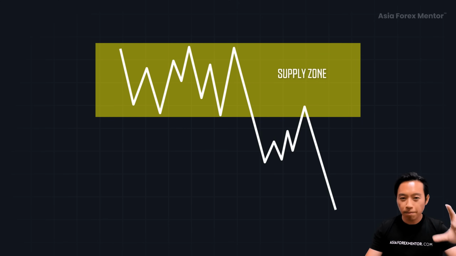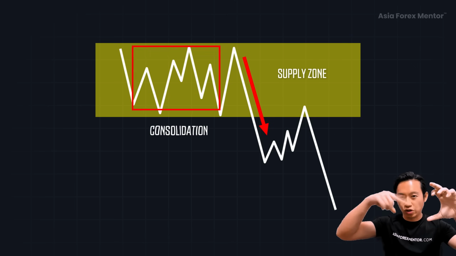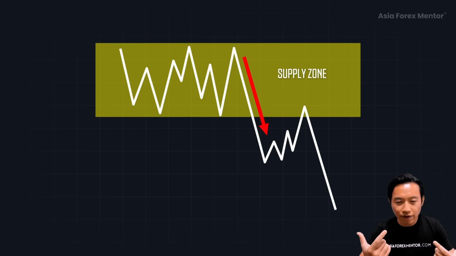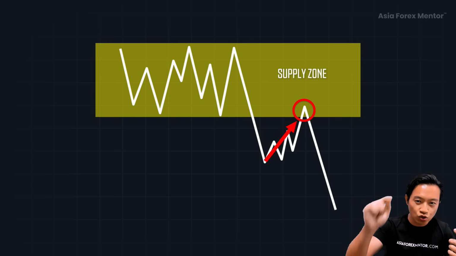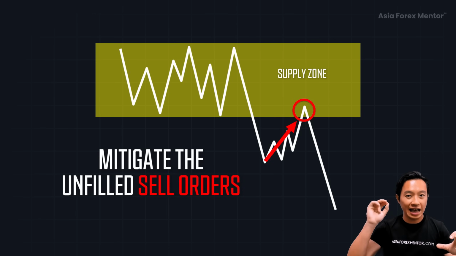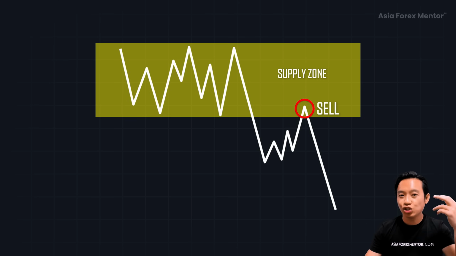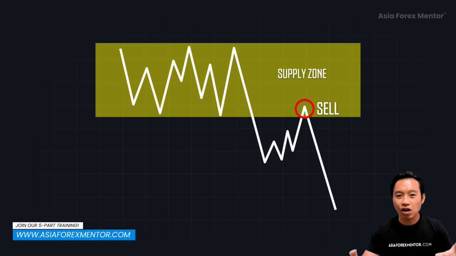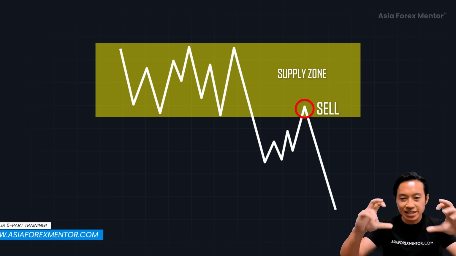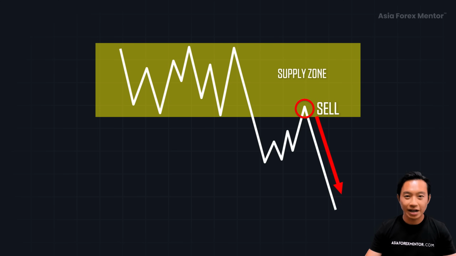All right, so now a supply zone is formed when price breaks down aggressively from a consolidation. It breaks down, right? So then it forms a supply zone. So what is our job, right? It is to wait for price to return to that zone to mitigate all those unfilled sell orders there, right? There are a lot of unfilled sell orders there. And then what? We look to enter short, right? We look to sell. This allows the market to fill up the remaining sell positions, and then it creates the opportunity for us to enter a sell trade and to capitalize on the continuation of price movement, right?